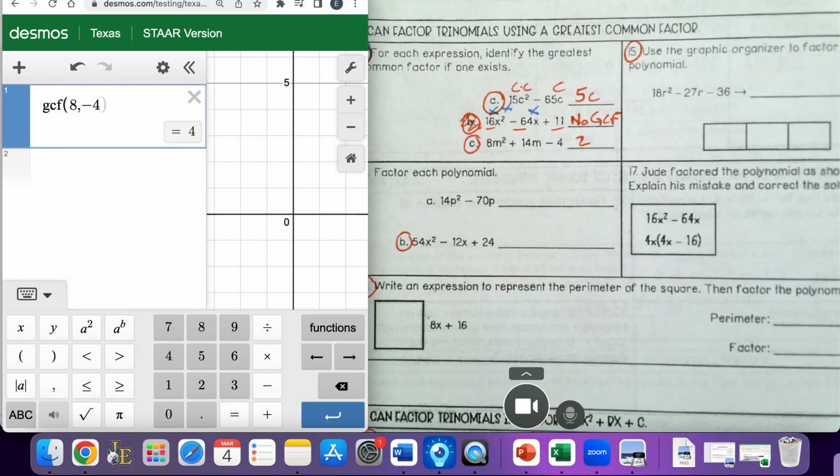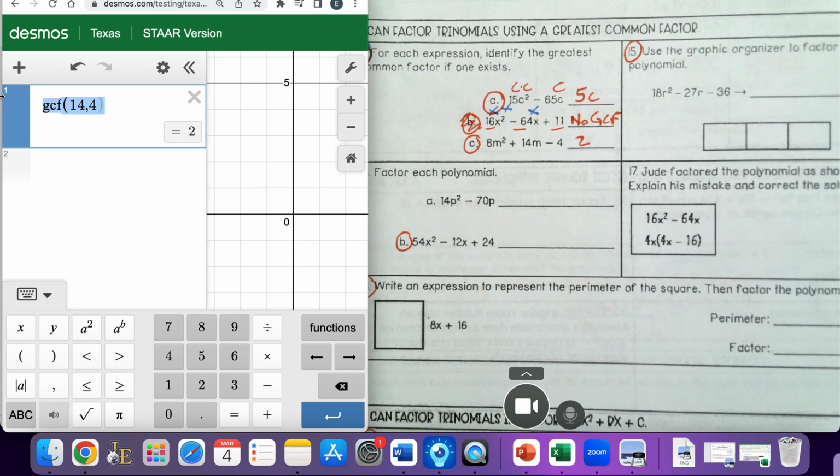And so you want to try out all of them, right? So we try 14 and 4 as well. And we get a greatest common factor of 2. So that's the only one that we can pull out of all of them, a 2. Because 14 isn't divisible by 4 to get a whole number. So that one, C is 2, if you're using a TI-84.